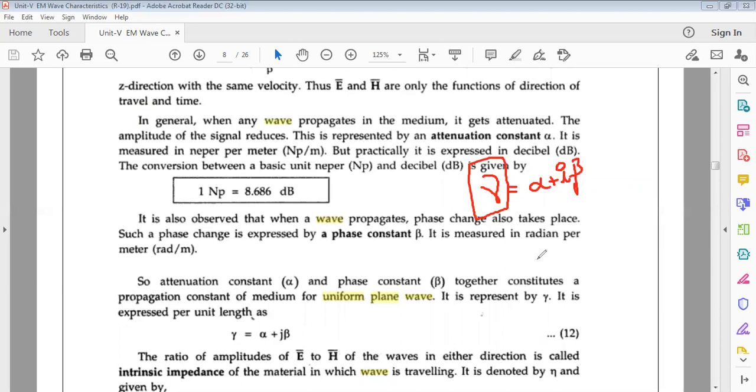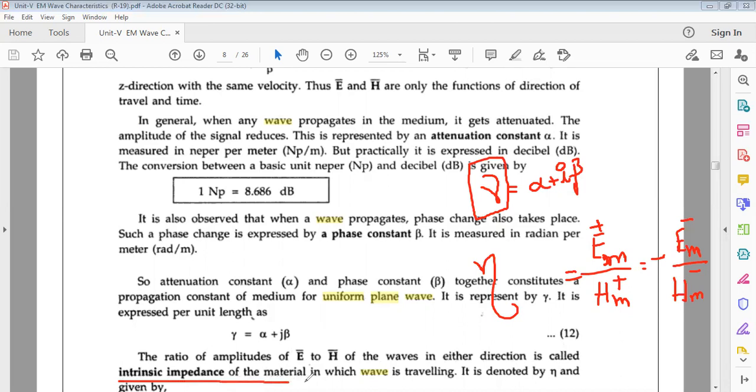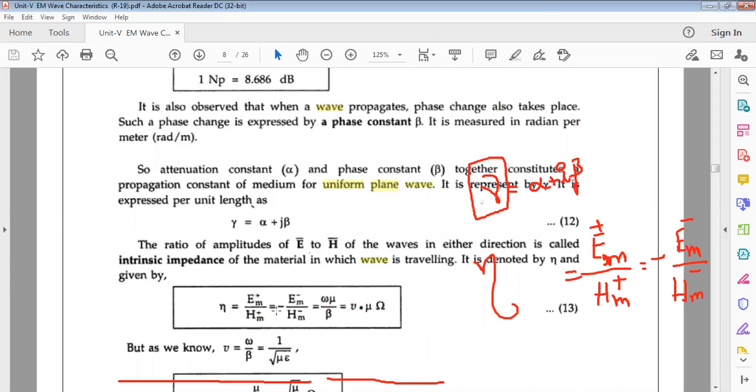The ratio of amplitudes of E to H, that is E_m plus by H_m plus, equal to minus E_m minus by H_m minus, is nothing but eta, the intrinsic impedance. The ratio of amplitudes of E to H of the waves in either direction is called the intrinsic impedance of the material in which the wave is traveling. It is denoted by eta. Eta is equal to E_m plus by H_m plus, equal to minus E_m minus by H_m minus.